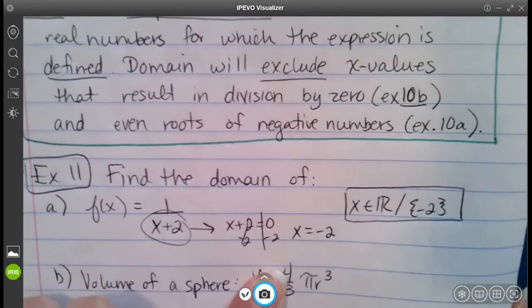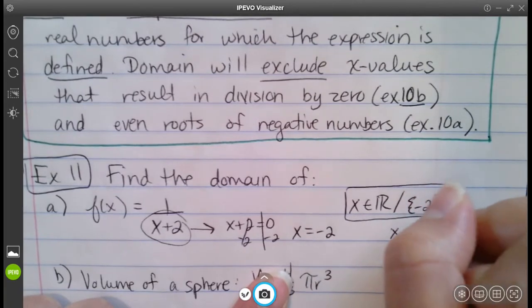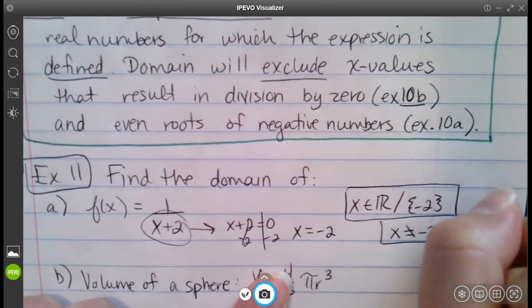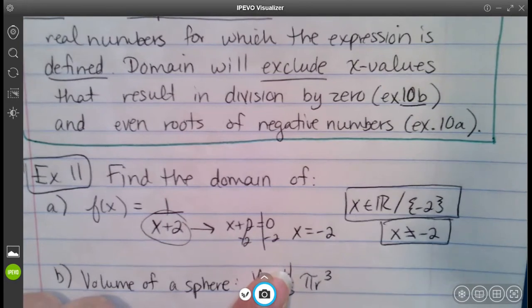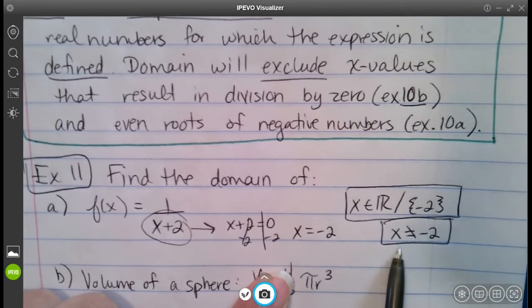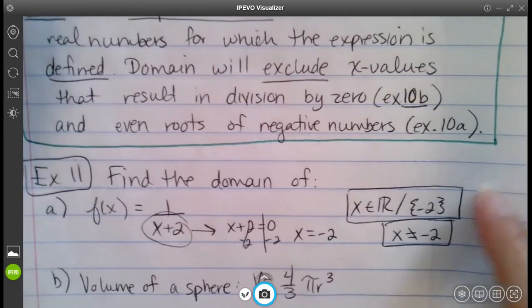Oh, and I almost forgot, you can also do this another way. You can also just say x can't equal -2. So either one of these is correct. This is probably shorter because we're lazy by nature and we don't want to write so much, but whichever one is fine, okay? All right, letter B.